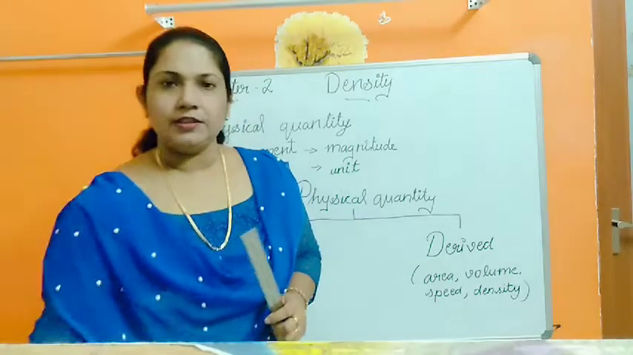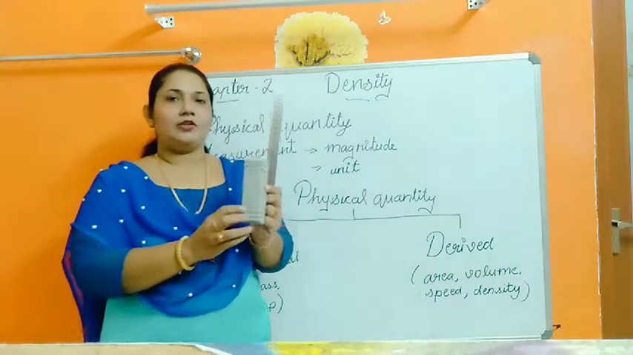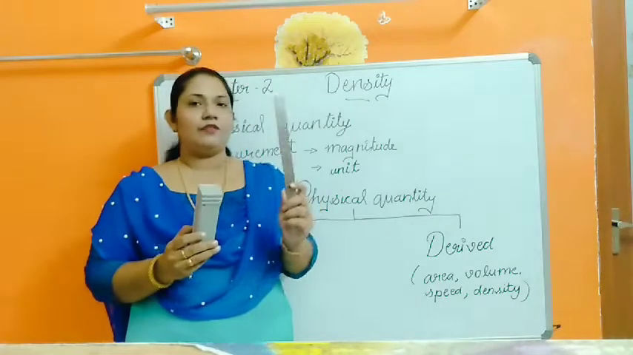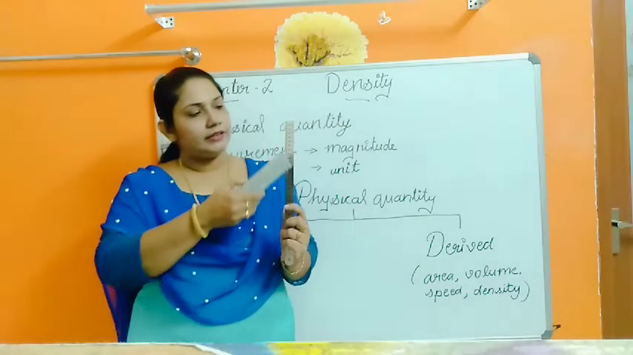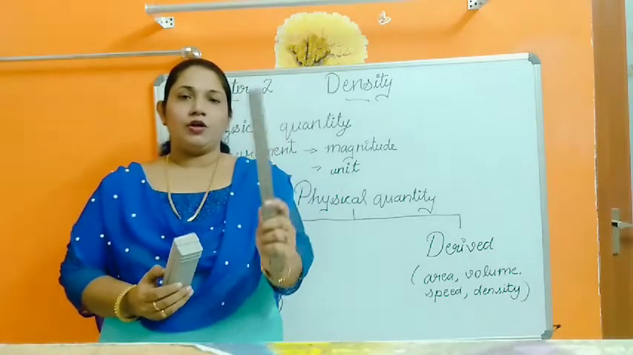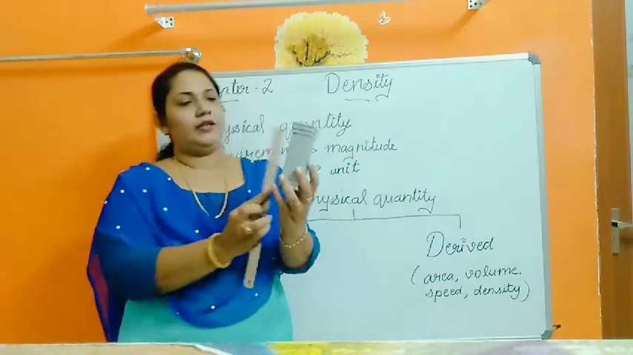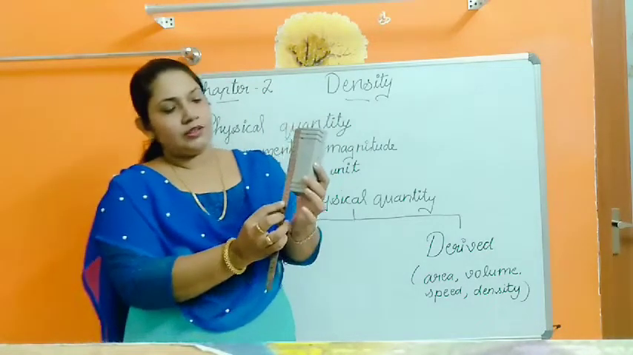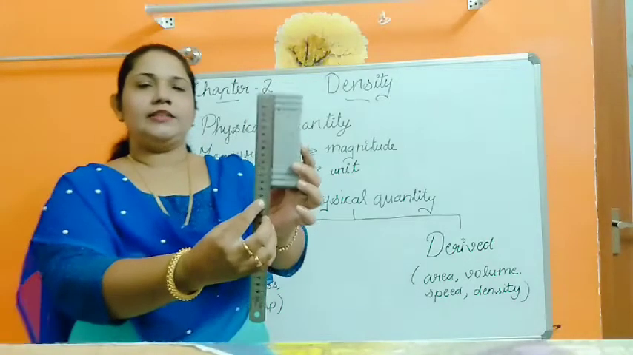For example, this is my duster. I would like to measure the length of this duster. It is an unknown quantity. And you all are familiar with this. It's a ruler. And here you can see the marks engraved, 1 centimeter, 2 centimeter, etc. So this is a known quantity. I am going to compare this unknown quantity with a known quantity. And you can find the length of this duster is almost 13 centimeter.